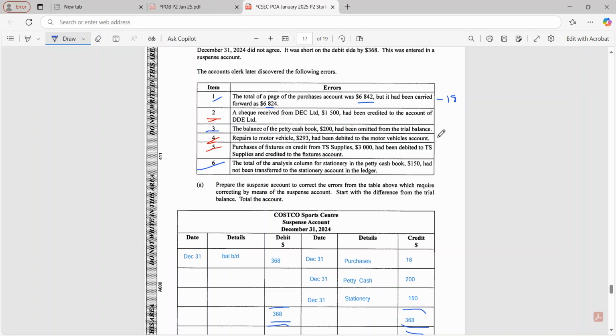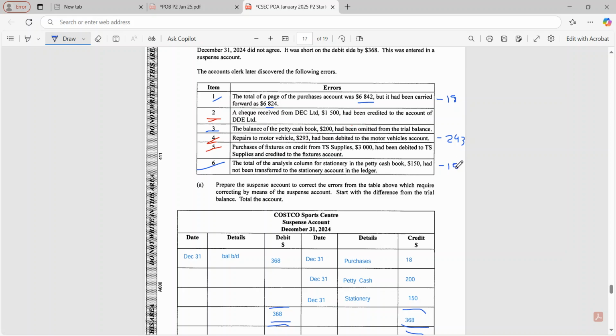Repairs to motor vehicle, $293, had been found in the motor vehicles account. Does this affect profit? Yes. That's 293. Remember that repairs is an expense. So we find expenses and income in our income statement. Purchases of fixtures on credit from TS Supplies has been debited to TS Supplies fixtures account. All right. Do you find this in your income statement or do you find it in balance sheet? Balance sheet. Good. And the total of the analysis column for stationery in the petty cash book 150 had not been transferred to the stationery account in the ledger.